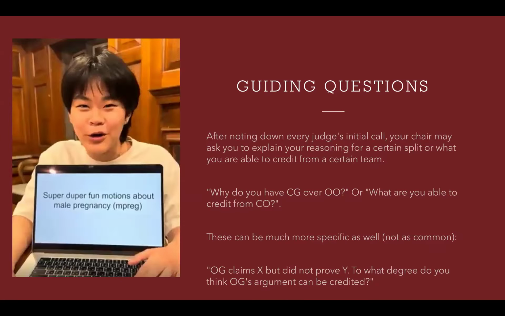So essentially how a deliberation works is your chair is going to ask you some guiding questions. After noting down all the judges' initial calls, your chair might ask you to explain your reasoning for a certain split or what you were able to credit for a certain team. So common questions are things like, why do you have CG over OO? Or what are you able to credit from CO? Sometimes your chair will be more specific and say something like, oh, OG claims X but didn't prove Y. Can this still be credited? Why or why not? These typically happen towards the end of a deliberation when you're trying to get into the nitty-gritty stuff. But these are things you can expect from your chair.